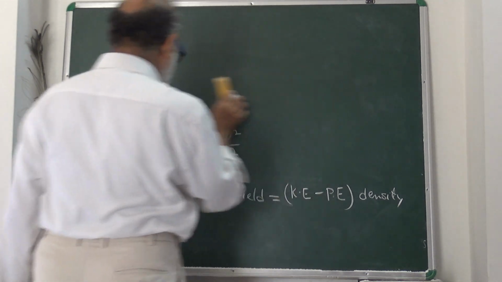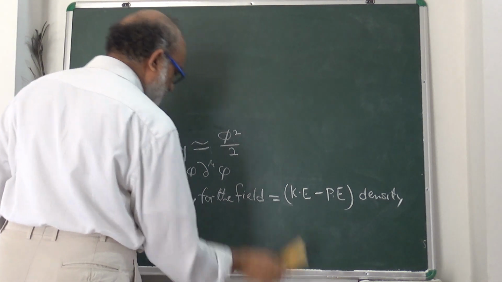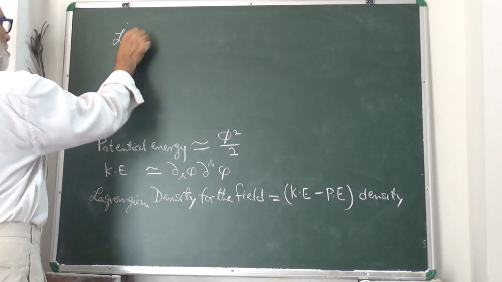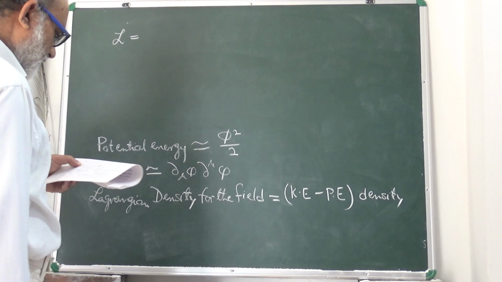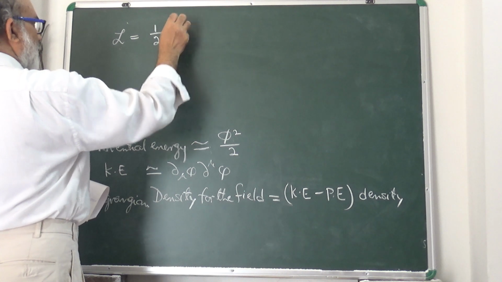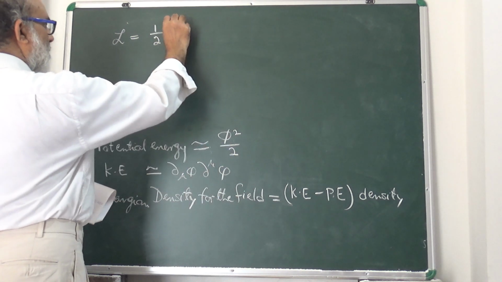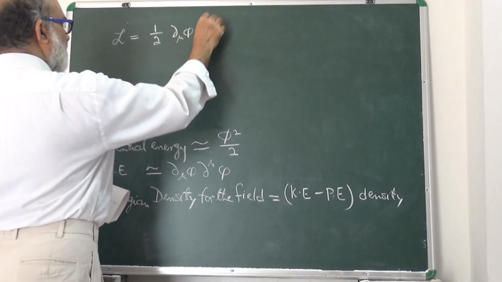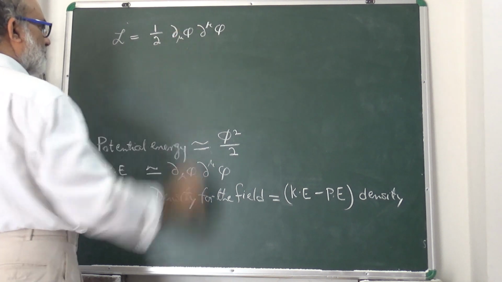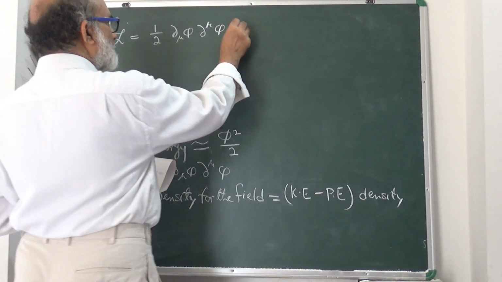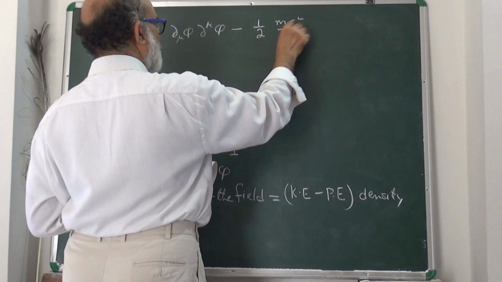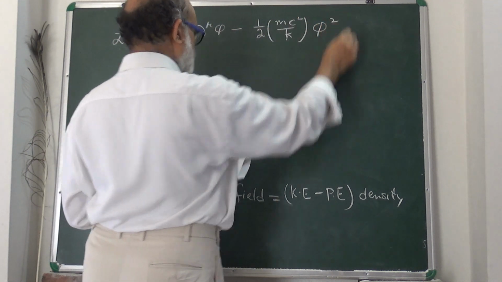Because now we have considered a scalar field, the Lagrangian density, the kinetic energy, is half the variation of the field with space and time. So it is del mu phi, the variation with respect to both time and space, and minus half m c square by h phi square.